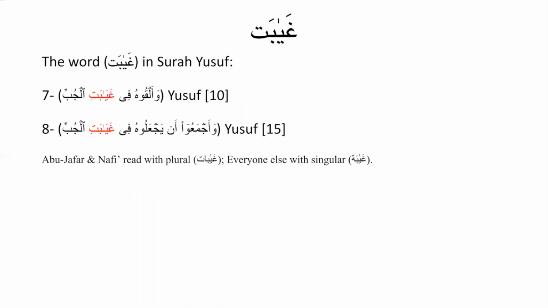The next word is غَيَابَةٌ or غَيَابَات. In Surah Yusuf appears twice. فَأَلْقُوهُ فِي غَيَابَةِ الْجُبِّ وَأَجْمَعُوا أَن يَجْعَلُوهُ فِي غَيَابَةِ الْجُبِّ. Abu Ja'far and Nafi', or you can just say the Medina reciters, they read with plural, غَيَابَاتِ. Everyone else reads with singular, غَيَابَةِ.